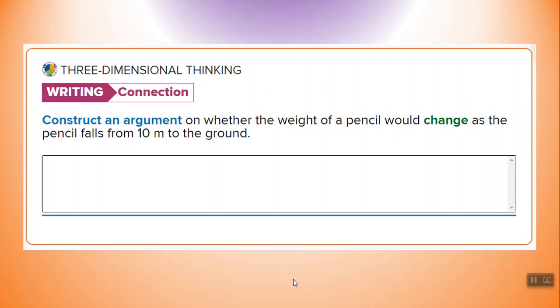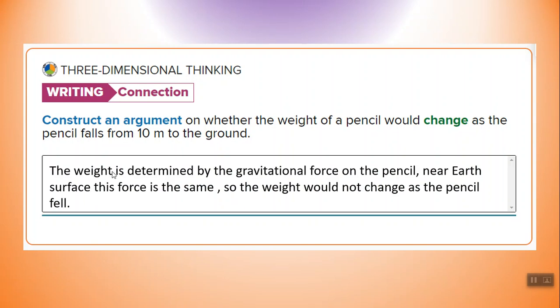On the top of page 90, you have a three-dimensional thinking. Construct an argument on whether the weight of a pencil would change as the pencil falls from 10 meters to the ground. Please stop the video for 2 minutes and try to solve it. The best answer is the weight is determined by the gravitational force on the pencil. Near Earth's surface, this force is the same, so the weight would not change as the pencil fell.